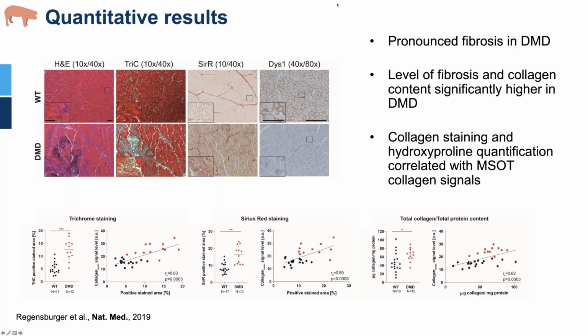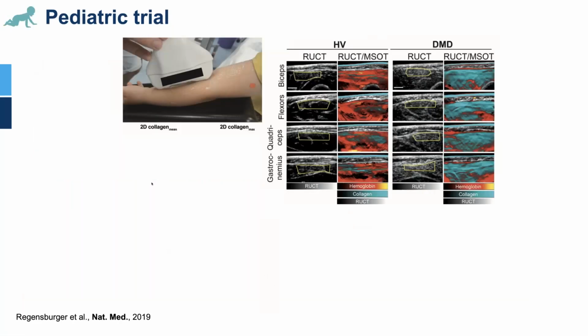and it really correlates to what we did ex vivo. And as a next step, we took this to our patients, and we imaged 10 patients and 10 age-matched healthy controls. And you can see it already by these color-coded images. You can see there that there are huge differences at different muscle areas, which are the biceps, flexors at the arms, or the quadriceps or gastrocnemius muscles on the lower leg.